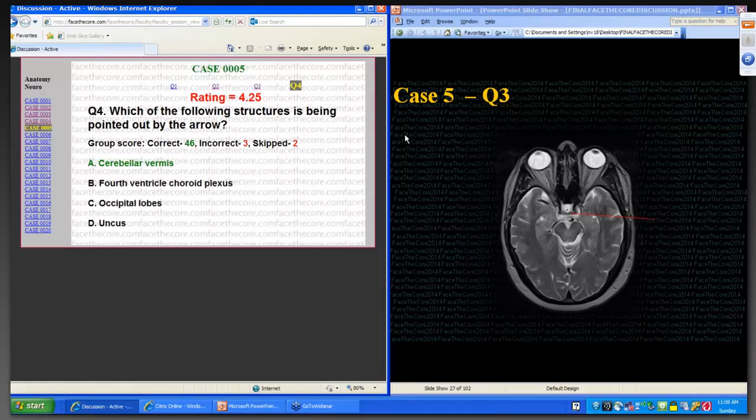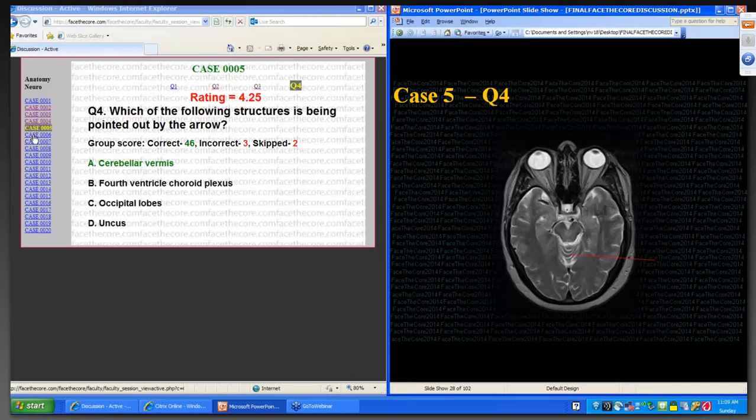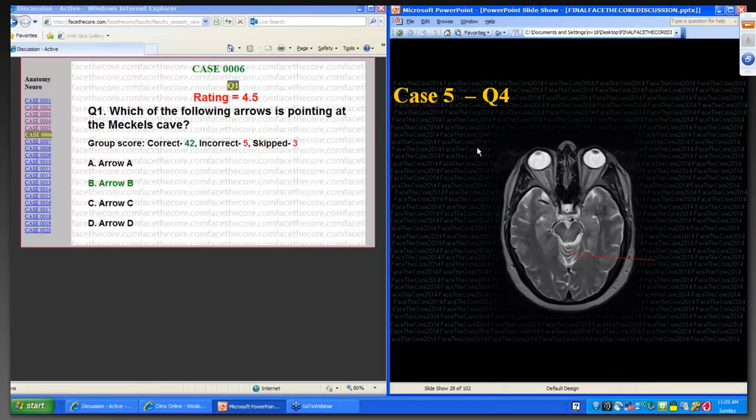And then the next question is pretty straightforward. What is being pointed out by the arrow? It's the vermis, or portions of the vermis, and you can identify that also in your sagittal sequences. Remember, fourth ventricle, choroid plexus: you do have a tuft of it inferiorly, but that's not really being pointed out. Occipital lobes, obviously not. Uncus is the medial temporal tip. So the correct answer there is A. Nearly everyone got that question.